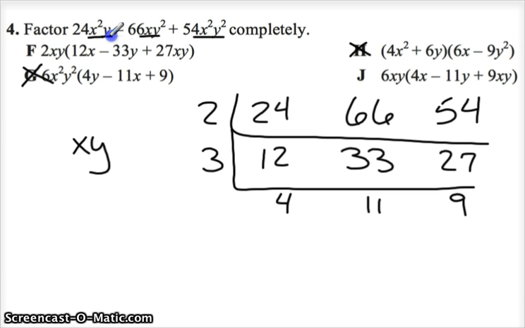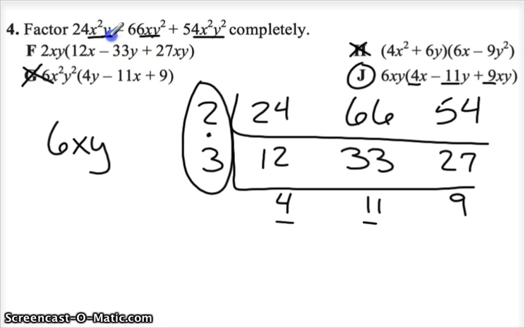These last 3 terms are relatively prime. So my greatest common factor is 2 times 3, or 6. So I'm left with 6xy as my greatest common factor. Already we can tell it is j, but just to make sure, notice that these coefficients are right here.